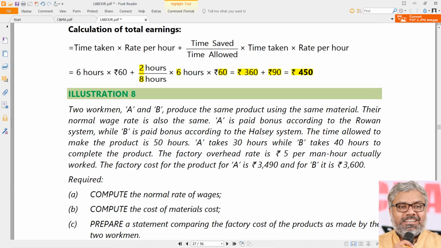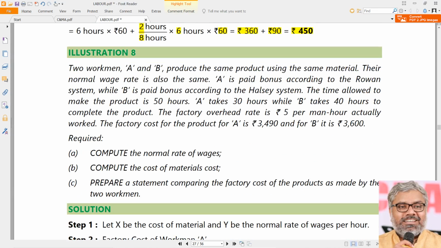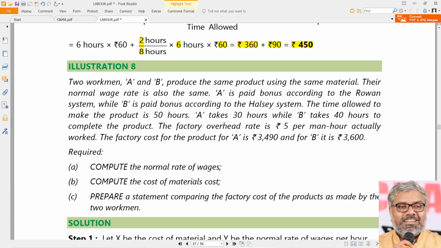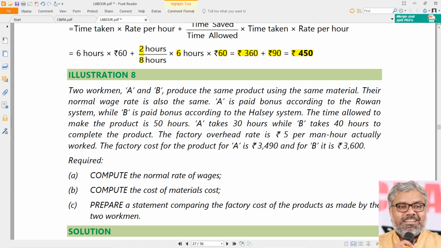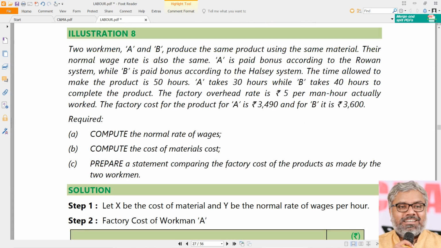And many questions will be given according to these two models of bonus plans, we can say. Okay. So let us look at some of the questions applying the Halsey and Rowan plans. See, the plans are very simple. The formulae are very simple, but the point is how they are applied into questions. That can be in a little different way from question to question.